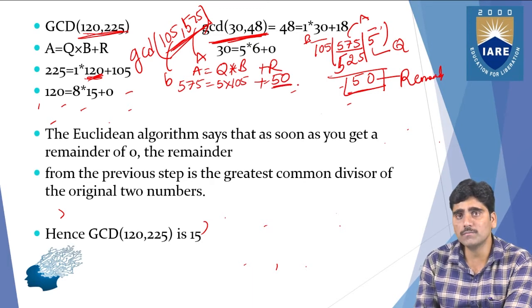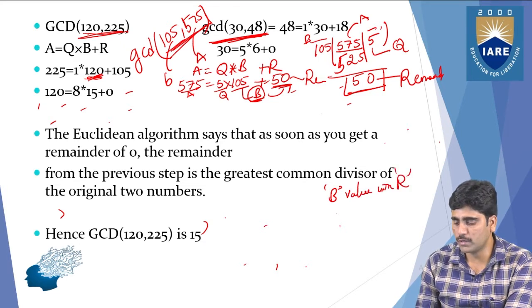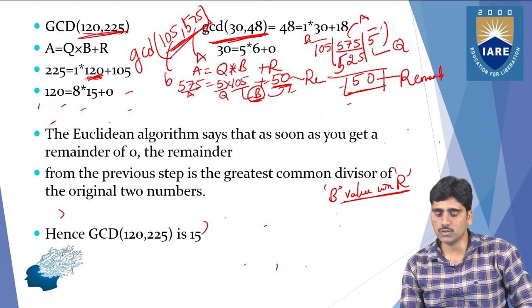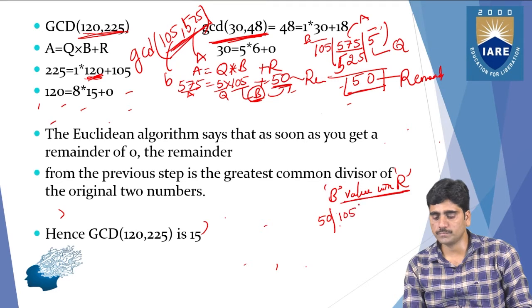But in this statement we are not getting the remainder as 0. So what do you need to do? We take this remainder as the new B value, and divide the B value with R. Every time you need to do only this step: divide B with R. The R value is 50 and the B value is 105, so divide it.